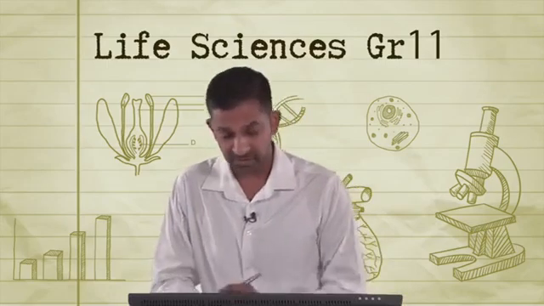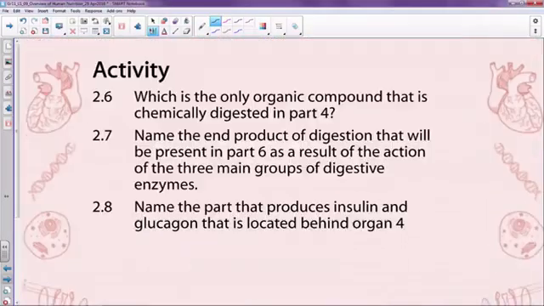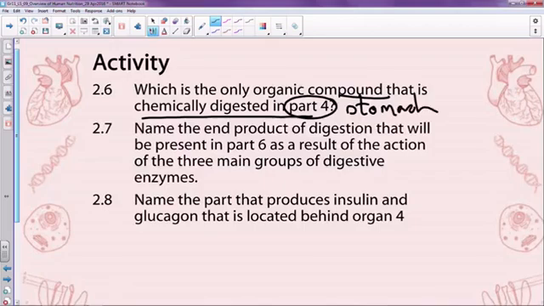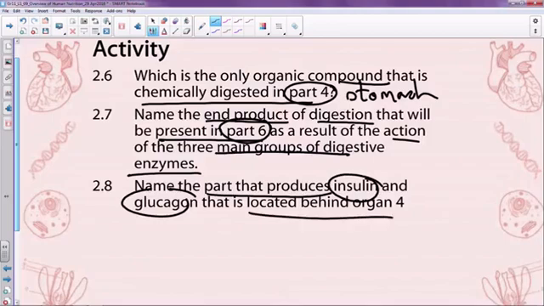Study the image below of the human torso. Again, questions relating to the same diagram. Let's get straight to the questions and see how we can interpret these. Which is the only organic compound that is chemically digested in part number 4? Part number 4 was the stomach. What is the only thing that is digested in the stomach? 2.7. Name the end product of digestion that will be present in part number 6 as a result of the action of the 3 main groups of digestive enzymes. Part number 6 was the small intestine. 2.8. Name the part that produces insulin and glucagon that is located behind organ number 4.